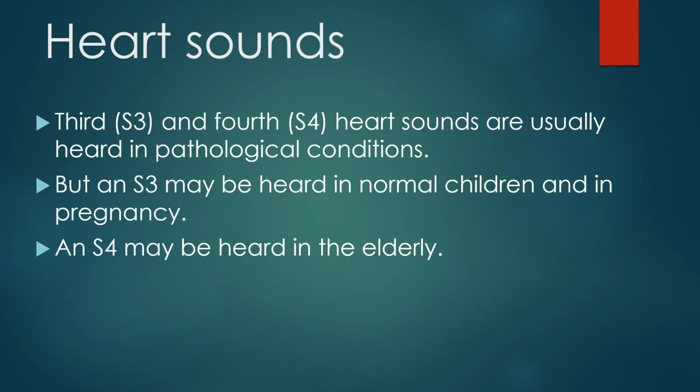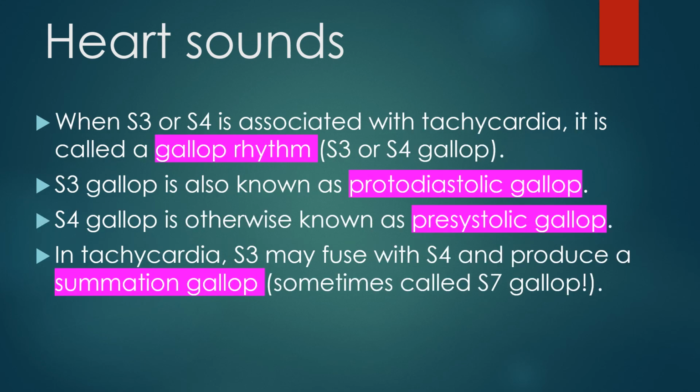Third and fourth heart sounds are usually heard in pathological conditions, but a third heart sound may be normal in children and in pregnancy. Similarly, an S4 may be commonly heard in the elderly. When S3 or S4 is associated with tachycardia, it is called a gallop rhythm, either S3 gallop or S4 gallop. S3 gallop is also known as protodiastolic gallop. S4 gallop is otherwise known as presystolic gallop. In tachycardia, S3 may fuse with S4 and produce a summation gallop.